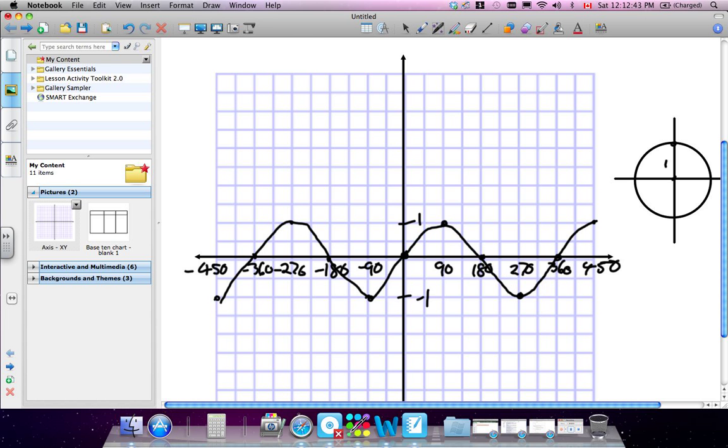So the period would be 360? The period's 360, yeah. Of a sine wave and of a cos wave, the period is 360. This is specifically a sine wave.